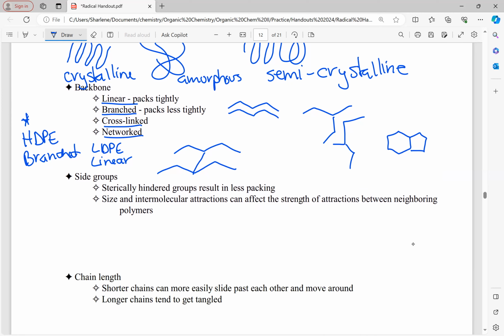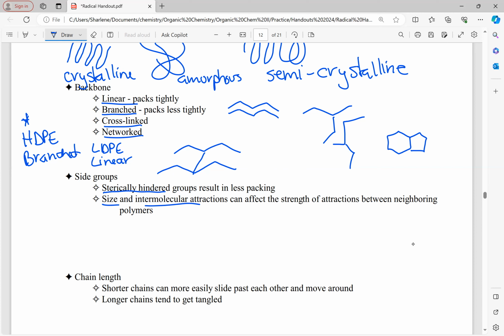Well, what is another characteristic? Okay, those R groups. What do you want attached to your polymer? Well, if you don't want it to pack very tight, okay, there's only two answers in organic chemistry, sterics and electronics. So if you don't want it packing tightly, use something sterically hindered. Size, and intermolecular attractions. Okay, some functional groups that matters.